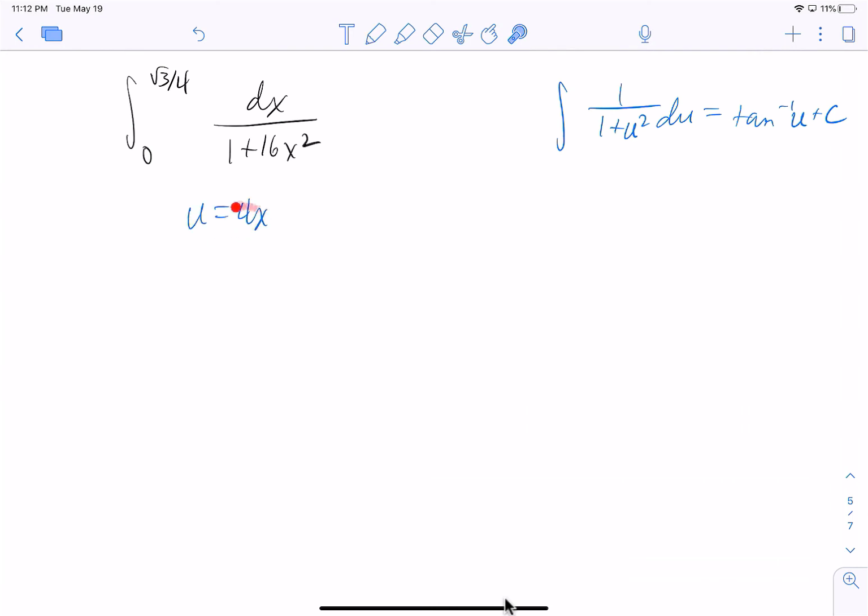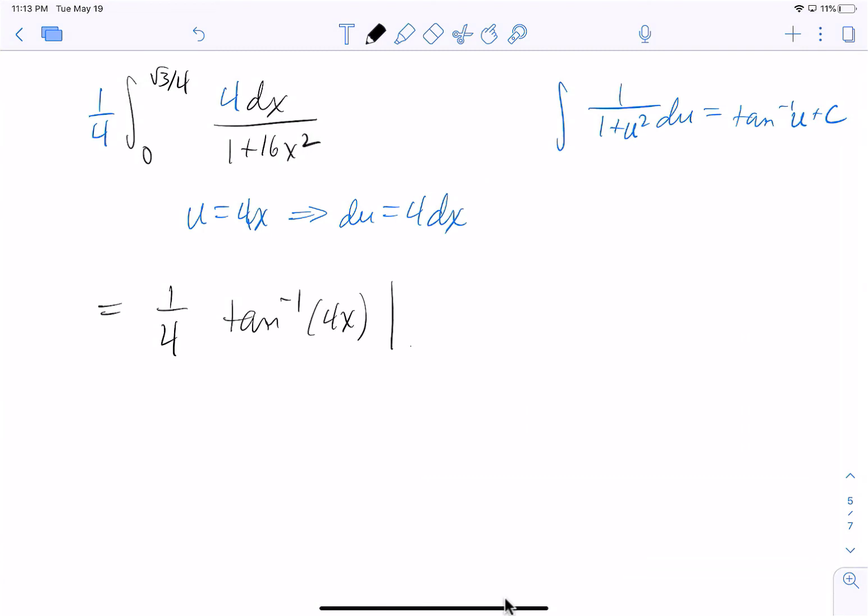So that when I square it, I get 16x squared, and it now fits this pattern. If u is equal to 4x, then du is equal to 4dx. And so I'm going to multiply and divide by 4. I then get 1/4 times the inverse tangent of 4x, evaluated from 0 to the square root of 3 over 4.